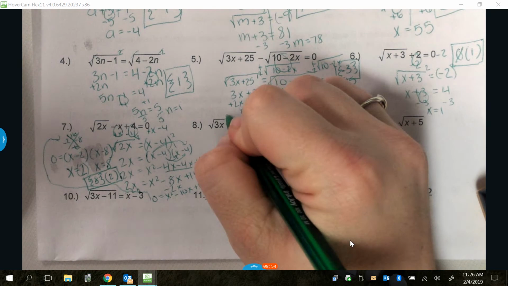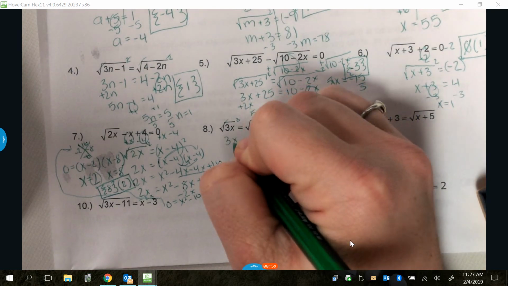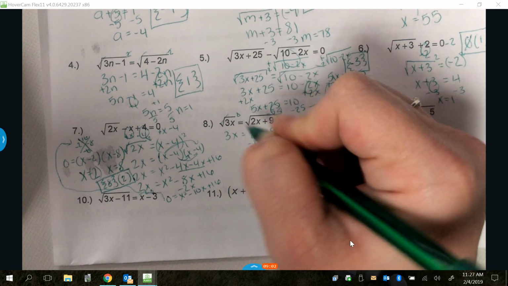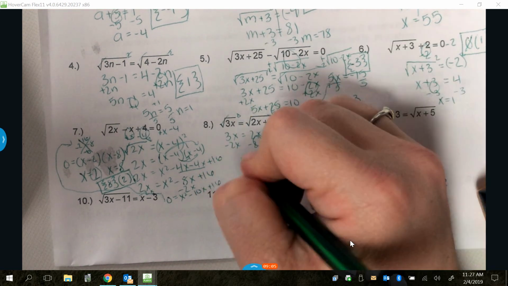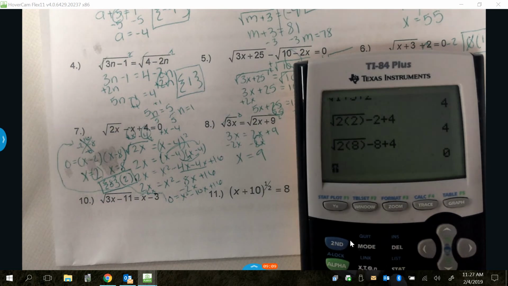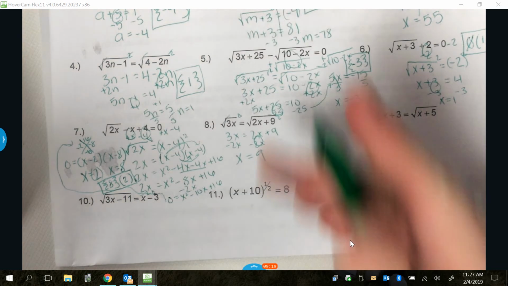So here, we're going to square both sides, because the radicals are alone. And we get 3x equals 2x plus 9. Subtract 2x from both sides. And we actually get 1x equals 9. So we can check our work. Square root of 3 times 9 gives me an ugly decimal. Square root of 2 times 9 plus 9, which also gives me the same decimal, so this is a solution.